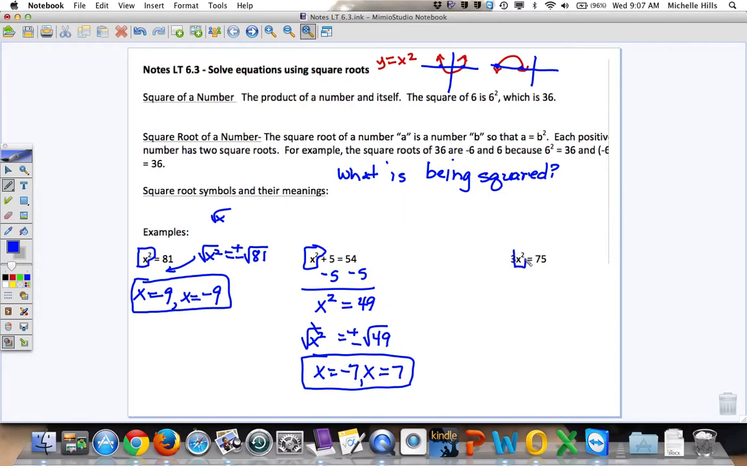The x is the thing that's being squared here, not the 3. So I don't want the 3 on this side of the equation. First I'm going to divide both sides of the equation by 3 to get x squared equals 25. The way I'm going to get rid of this square is to square root. And I'm going to look at both the positive and negative square roots of 25 on the other side of the equation. So x equals -5 is one of my solutions, and x equals positive 5 is the other solution.